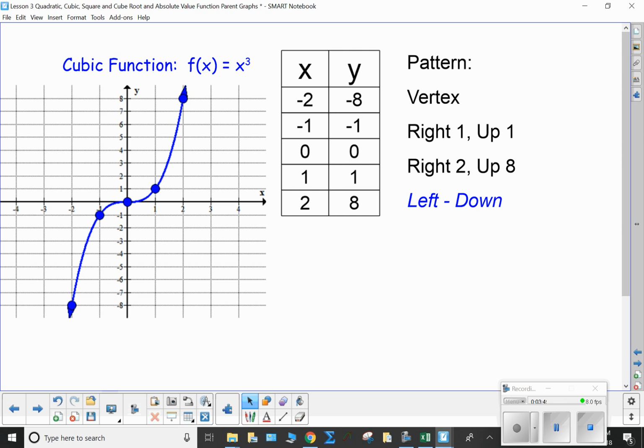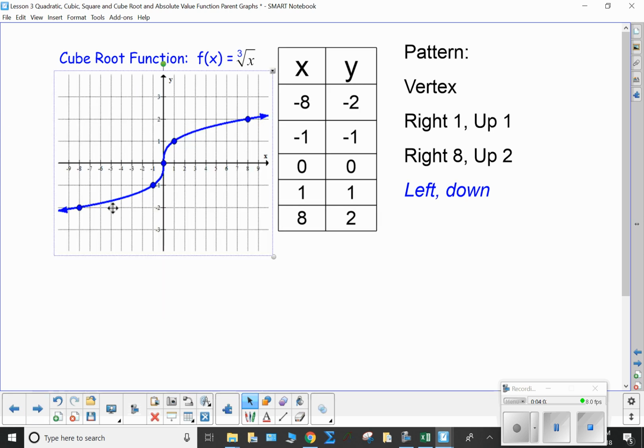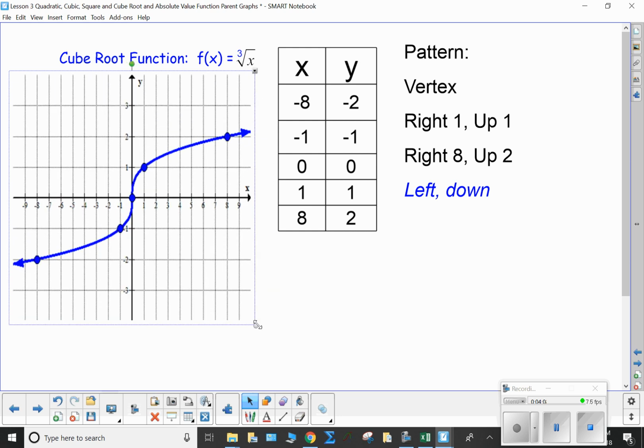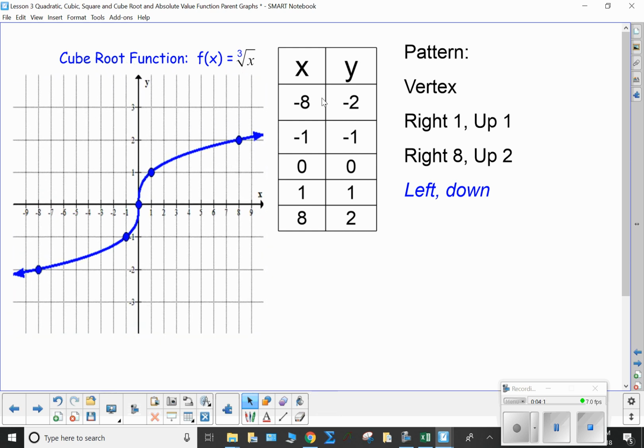Now, the difference here is what you do on the right, you do the opposite on the left. So if you went up 1, you go down 1. It's got point symmetry, not line symmetry. The cube root function is very similar to the cubic, but it does have a little bit of a difference. We still go right 1, up 1, but now we go right 8, up 2. And then to the left, instead of going up, we go down. Again, point symmetry. The nice thing is all these parent functions, the first step from that starting point is always 1, 1.